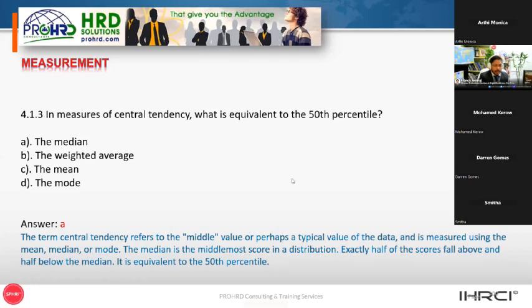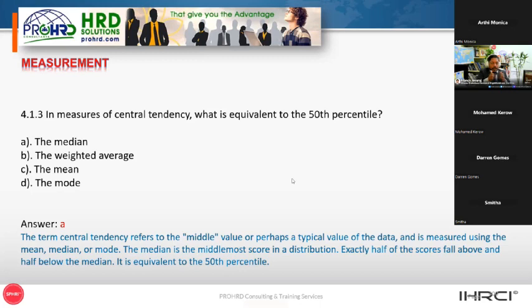All of you correct. The term central tendency refers to the middle value or perhaps a typical value of the data and is measured using the mean, median or mode. The median is the middlemost score in the distribution, from 0 to 25th percentile, 50th percentile, 75th percentile, 100th percentile. So Q2, quarter 2 or 50th percentile, that is the median.